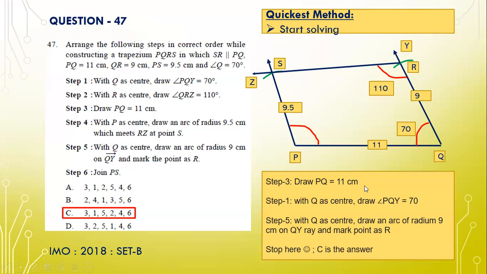So the steps are 3, 1, 5, and option C is the only option which gives 3, 1, 5. Don't calculate 2, 4, 6. If you are confident that the steps are 3, 1, 5, just stop here. Just find the option which gives 3, 1, 5, and that is your answer.